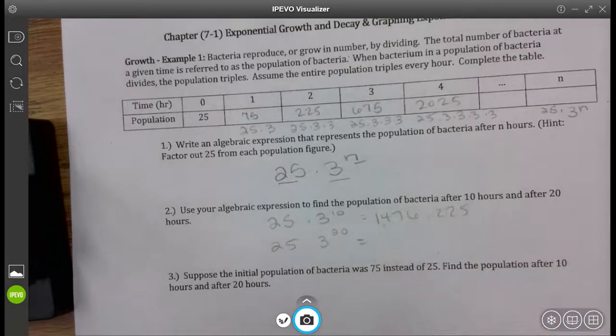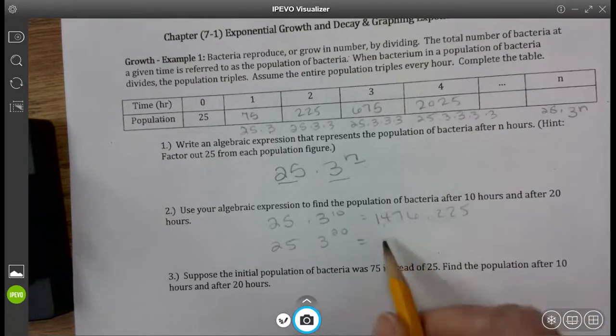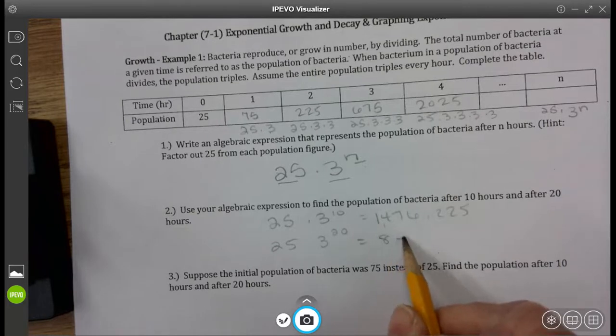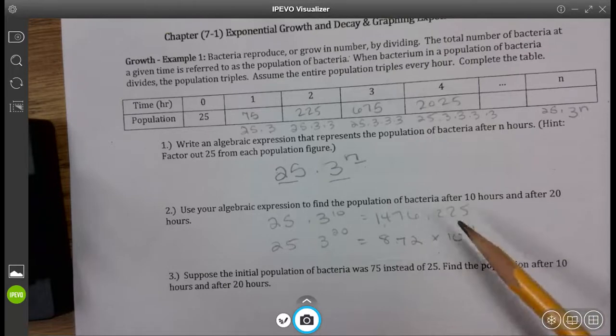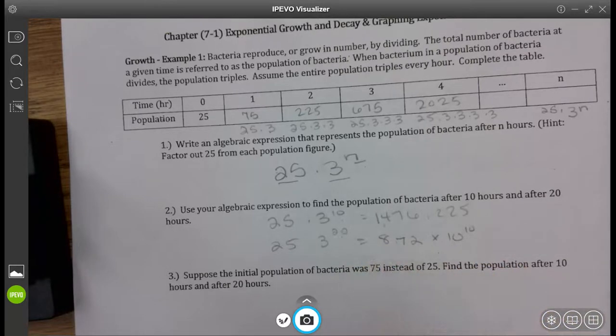That's 1,476,225,000. Okay, and then 25 times 3 to the 20th. It's so big, it's about scientific notation. So the whole point was seeing what a difference it is exponentially, how quickly it grows with not that much time.